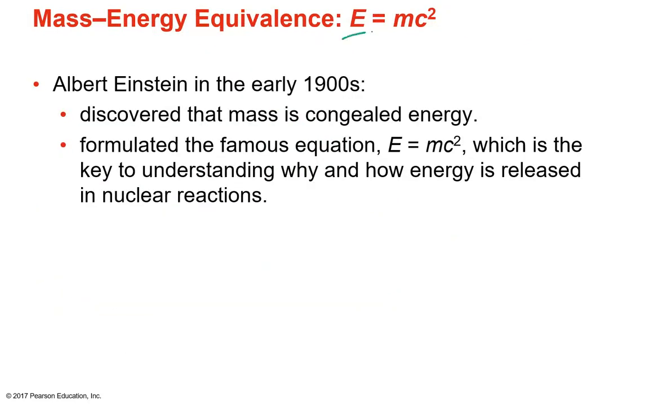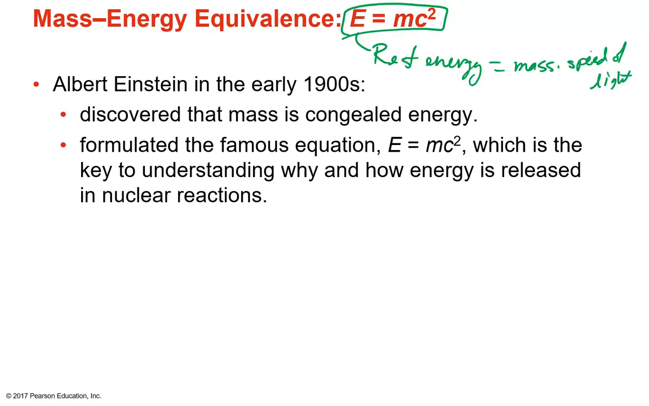You guys seen this equation, E equals mc squared? What does it mean? Energy equals mass times something. Velocity. Okay, this is the rest energy, equals mass times the speed of light, squared. The rest energy is the energy something has just because of its mass.